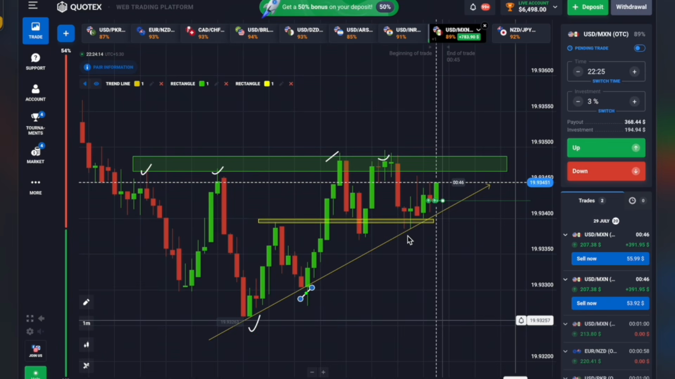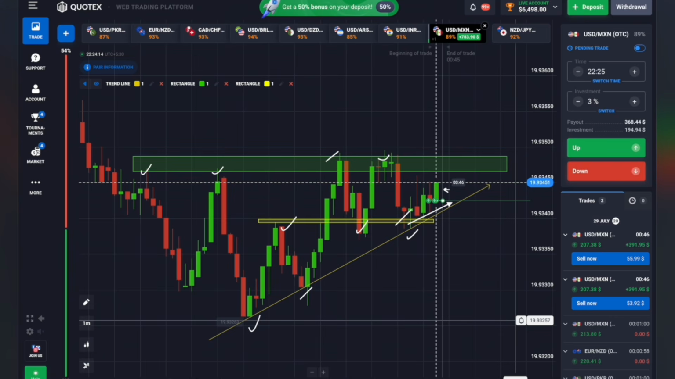Instead of drawing a single resistance line, I have marked a resistance zone because it captures the maximum number of reversal points. I've also drawn a trend line support by connecting the recent higher lows, confirming that the market is still in an uptrend. And between these major levels, I've identified multiple horizontal support zones where price has previously reacted. From those support areas, the market continued to show strong bullish momentum since the price had not yet reached my resistance level.